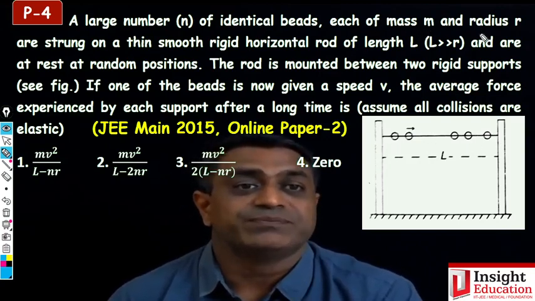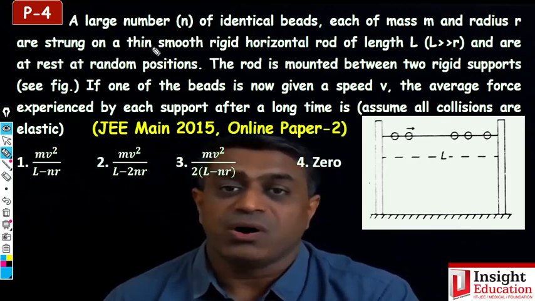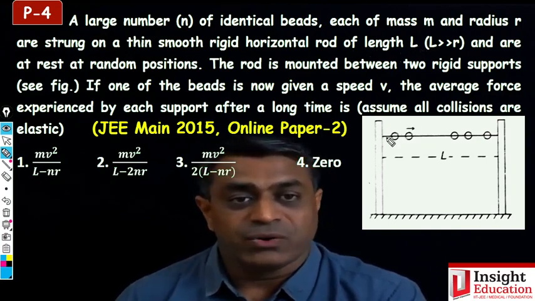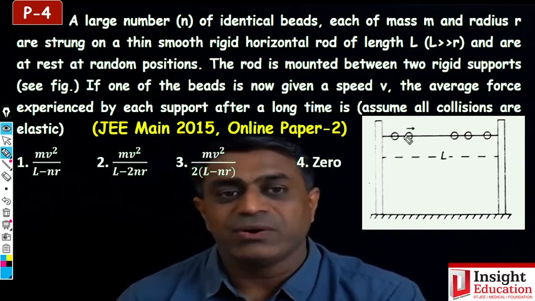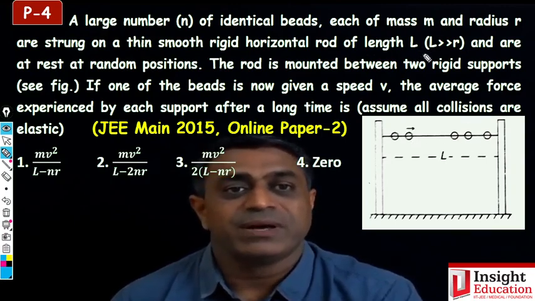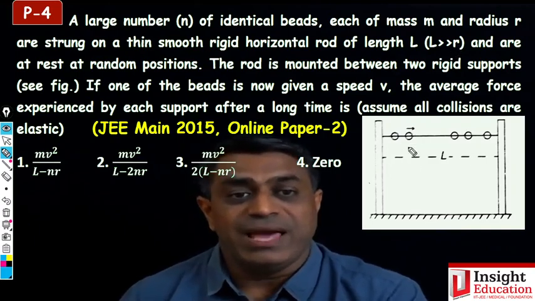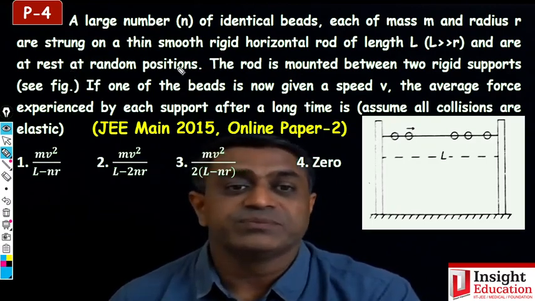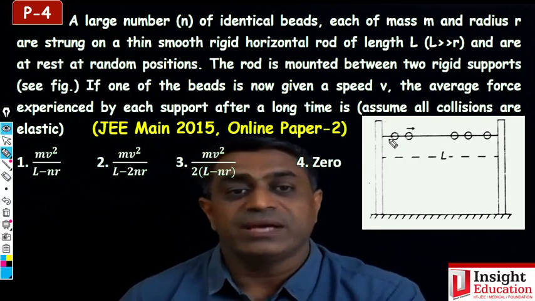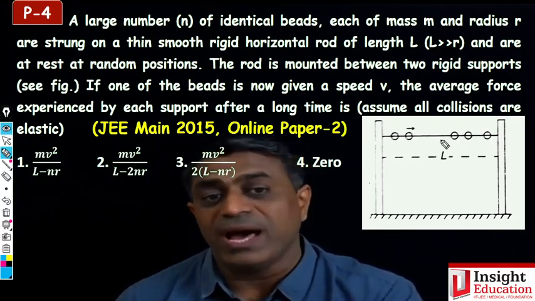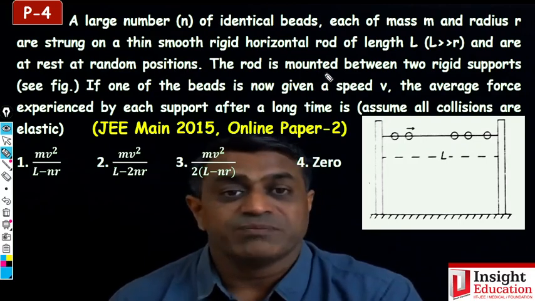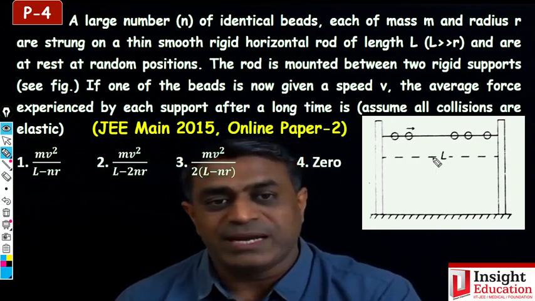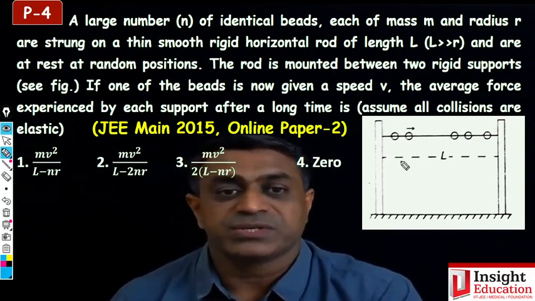Each of mass m and radius r are strung on a thin, smooth, rigid horizontal rod of length L. The rod has length L, and all the beads are threaded onto it. Right? So L is very, very greater than r. So this length is much greater than the radius. And at rest at random positions. So initially all are in the rest position. There are n beads and all are at rest. The rod is mounted between two rigid supports. These are the rigid supports that hold the rod.